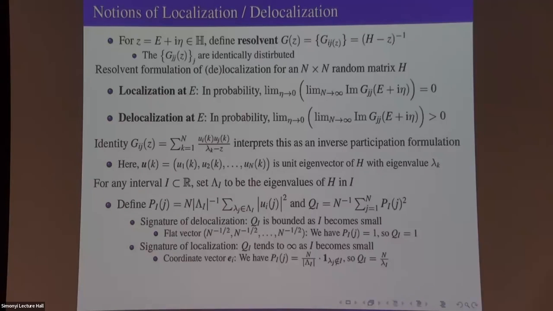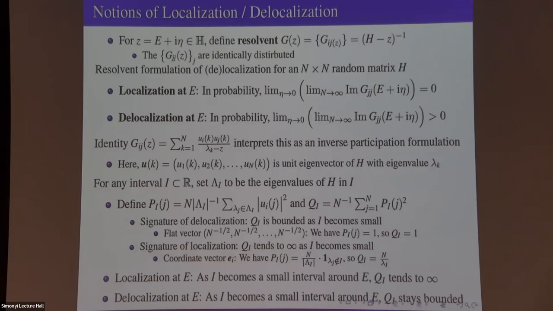I'm not going to really use this for the remainder of the talk. I just want to quickly say that a signature of delocalization is that Q_I is bounded as I becomes smaller and smaller. You can see this by looking at the flat vector: if everything is n to the minus 1/2, you can quickly convince yourself that Q_I is 1. A signature of localization is that as I shrinks, Q_I tends to infinity. Again, you can see this by the coordinate vector. You can convince yourself without too much effort that Q_I tends to infinity as I shrinks.